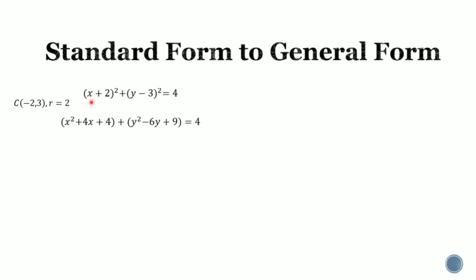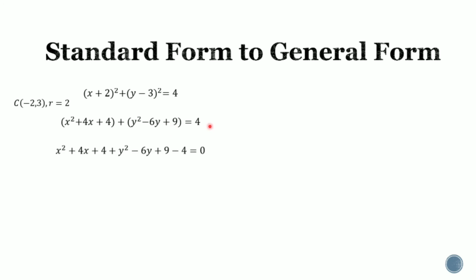First, square the first term, that would be x squared, and then 2 times x times 2, that would be positive 4x, and then lastly we must square the last term, that would be 4. Then copy the plus sign and do again what we did here. Square the first term, that will be y squared, and negative 3 times y times 2, that would be negative 6y, and square the last term, that would be 9. Just copy the 4 on the other side.